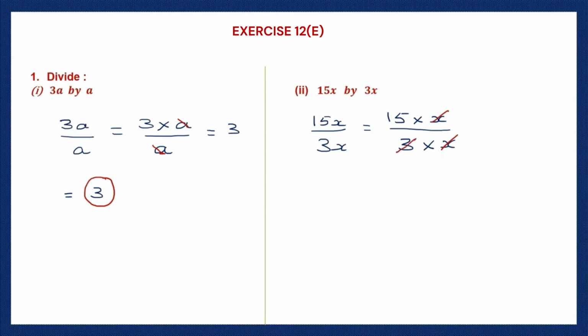Now 3 and 15 also I can cancel by a common factor 3. So divide 3 by 3, 3 ones are 3 and 3 fives are 15. So here what do I get? I get 5 by 1, which is equal to 5. So my final answer is 5.